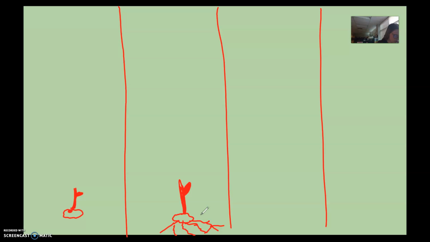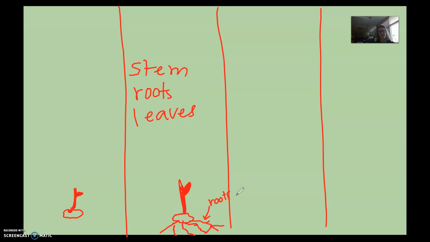Then I want you guys to label the stem, the roots, and the leaves. So you need to label them. So if I were to label it, I might do this and put roots. So I already did one for you. I want you to label the stem and the leaves. There's only one on mine, but you can make yours creative and make it a little bit different than mine.